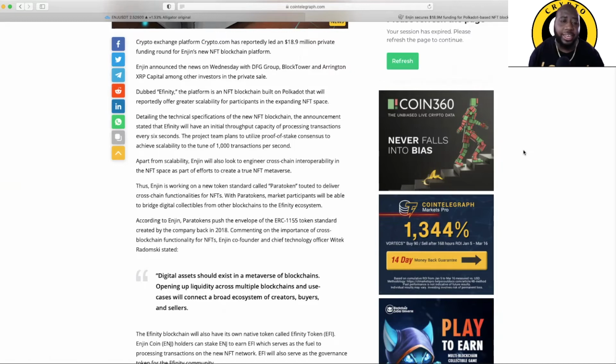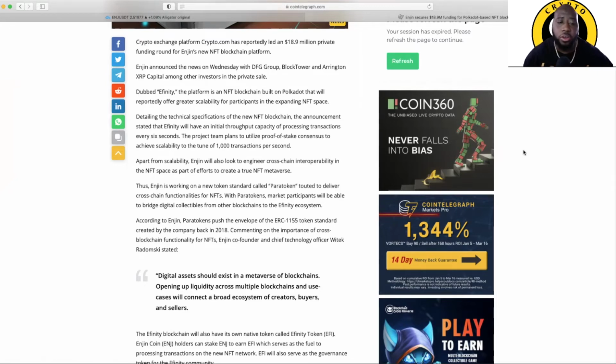Now it says, detailing the technical specifications of the new NFT blockchain, the announcement stated that Efinity will have an initial throughput capacity of processing transactions every 6 seconds. Now the project team plans to utilize proof of stake consensus to achieve scalability to the tune of 1,000 transactions per second. It's pretty good. Apart from scalability, Enjin will also look to engineer cross-chain interoperability in the NFT space as part of the effort to create a true NFT metaverse.